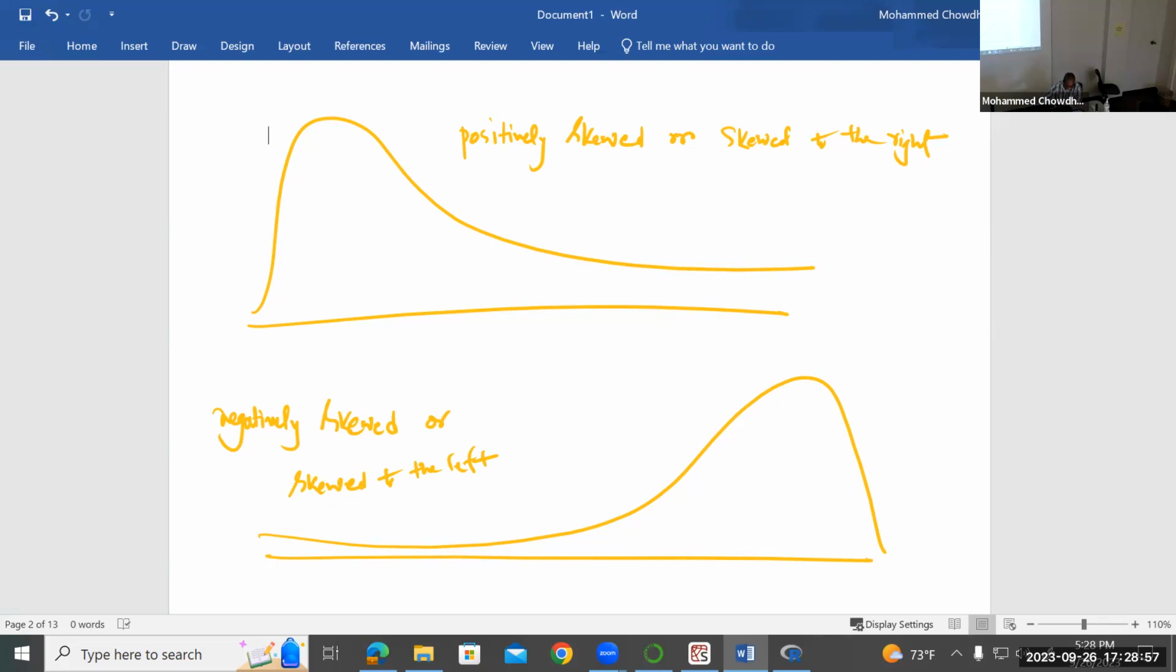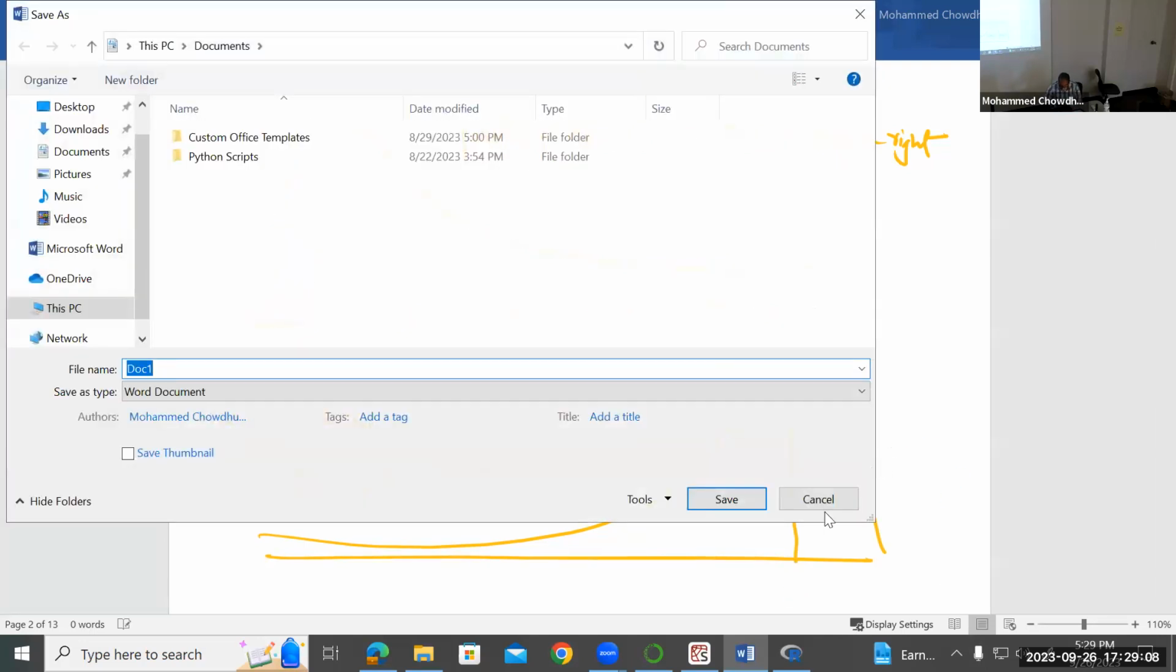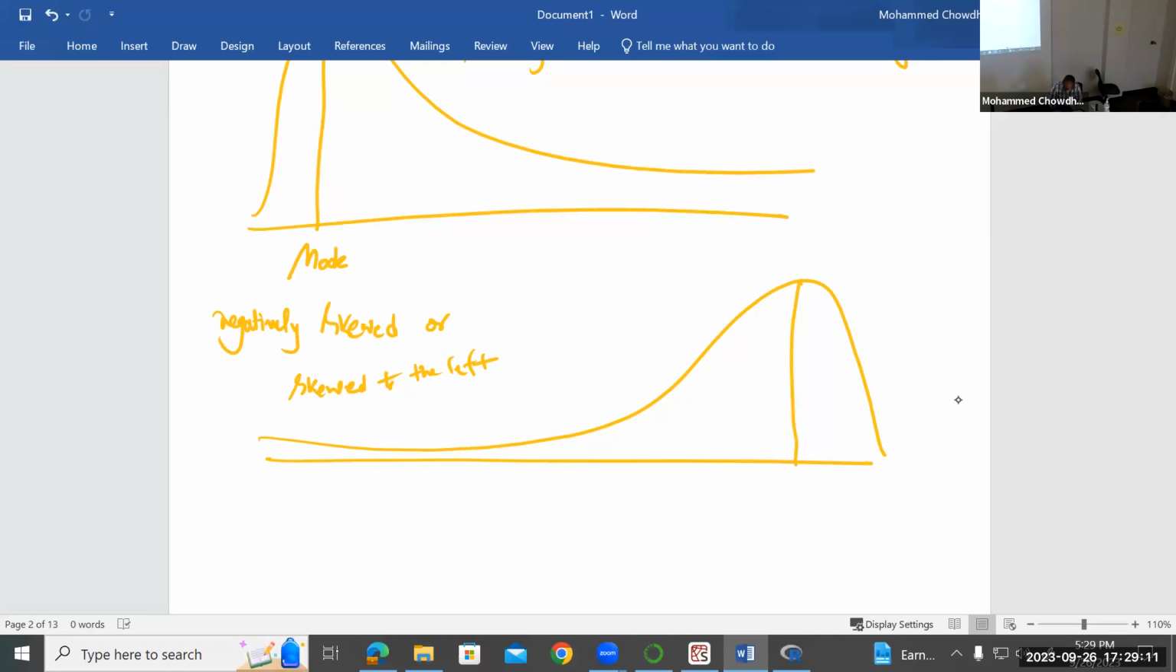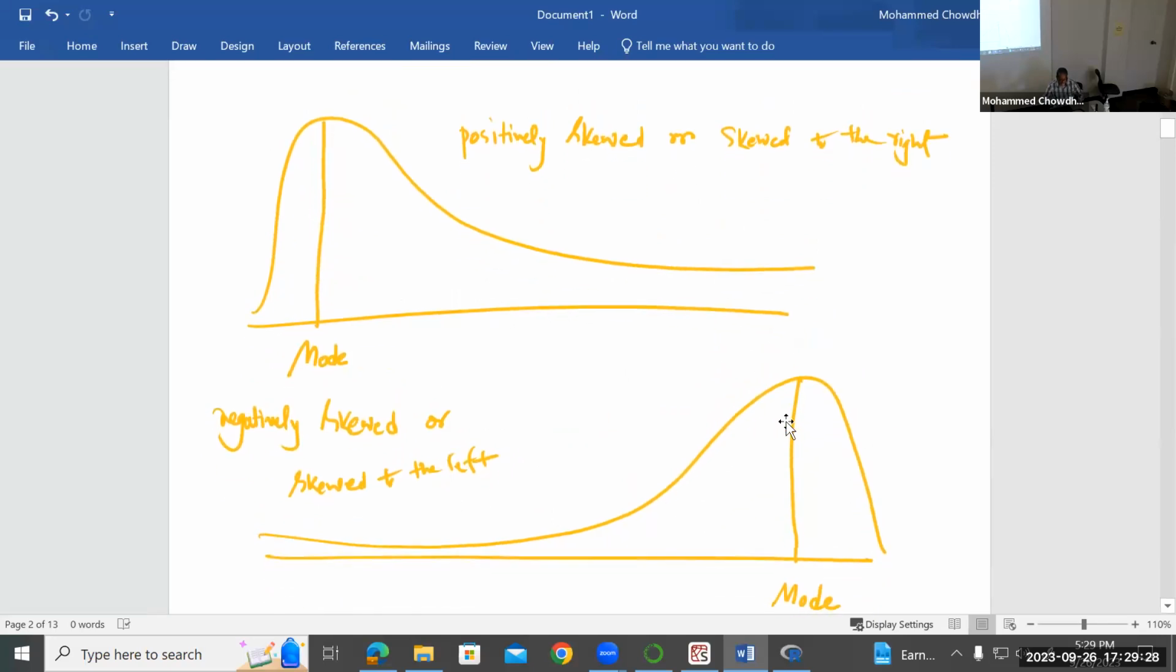So in this case, this is the highest peak, there is always a mode. I have data, I construct a histogram and put the frequency curve by adding the top middle point of each bar, and I got one of these. Then the top one is called positively skewed, or skewed to the right. And the bottom one is called negatively skewed, or skewed to the left.